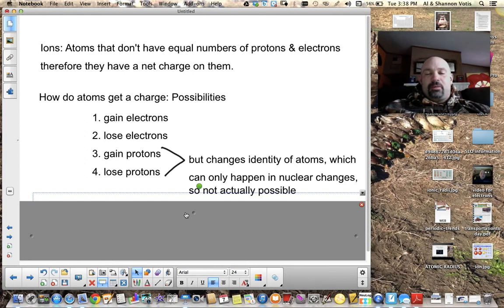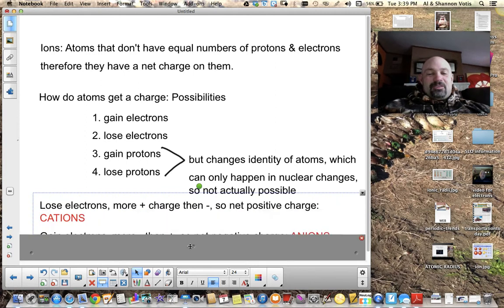Which brings up one of my favorite jokes: two atoms were walking down the street, and one atom said to the other, "I think I lost an electron." And the second atom said, "Are you positive?" I'll pause for a second while you laugh.